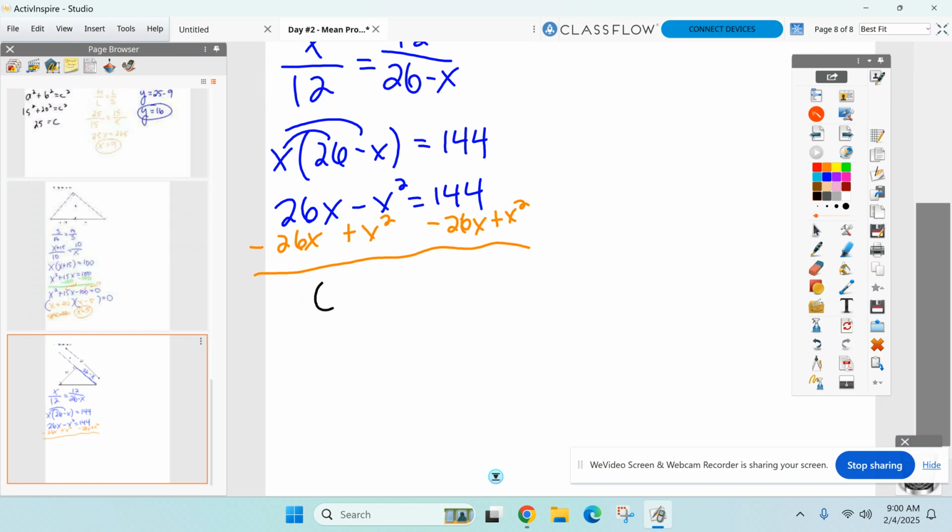Now I have 0 on one side. Write it in the correct order: x squared minus 26x plus 144. You thought 100 was bad. All right, I'll let you guys do what you got to do. Quadratic formula. Or try to find two numbers that multiply to 144 but add to negative 26, using whatever tricks you have in your calculator.